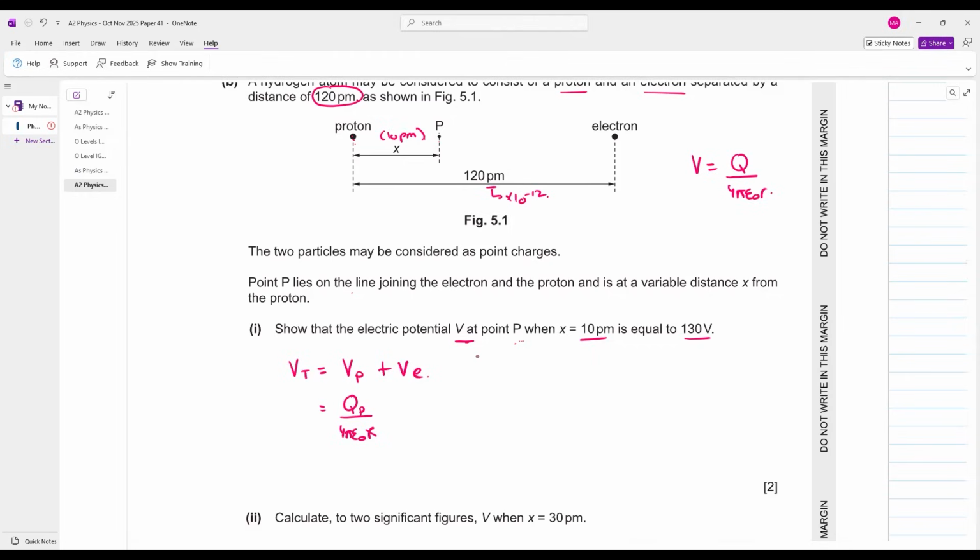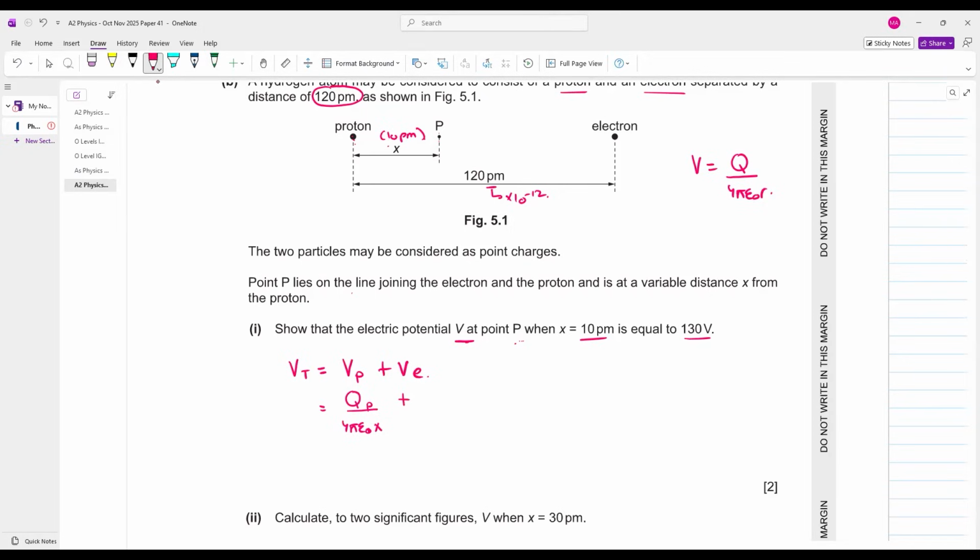What should I do first of all? चलो मैं साथ साथ कर देता हूँ. Let's do it साथ साथ ही, ठीक है? First of all, if you have to calculate the total electric potential, you will take the electric potential of proton plus the electric potential of electron. How do you calculate the electric potential of proton? Charge of proton divided by 4 pi E naught multiplied by the distance x, that is 10 picometers.